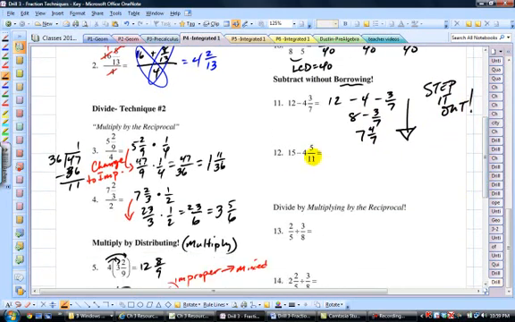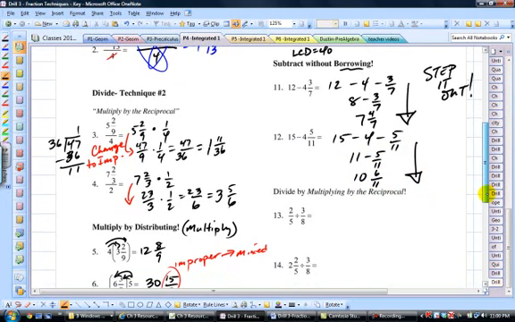All right, next one. Pause the video, you try it. 15 minus 4 minus 5/11, from left to right. 15 minus 4 is 11, minus 5/11 brings you under 11, so you've got to have 10 and some fraction. And if you subtract 5 from 11, you have 6 out of 11 remaining. So once again, you have 10 and 6/11 here.